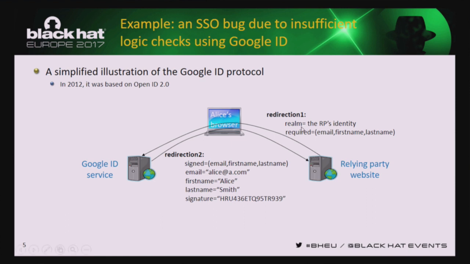So in redirection 1, there is a field realm equals the relying party's identity, and then required equals email, first name and last name. So essentially the relying party is telling Google ID that please give me the email, first name and last name of the user. Okay. So when this redirection is received, the Google service generates essentially a sealed envelope, and inside the envelope you see email, first name and last name, and it also indicates that these three fields are protected by the signature, and there is a signature as the seal. Now, when redirection 2 comes back, the relying party will validate the signature and then authenticate the user as alice@a.com. Okay, so this seems to be straightforward.